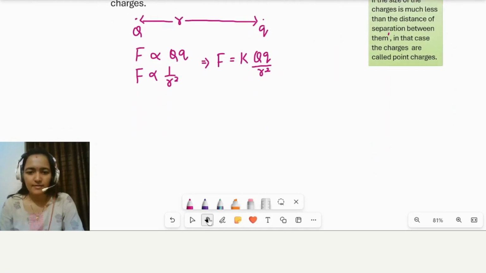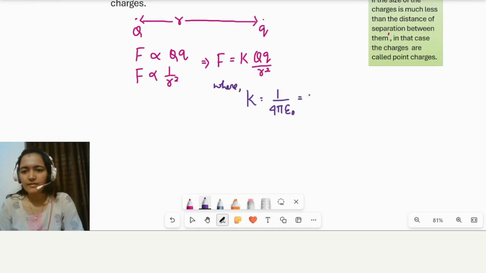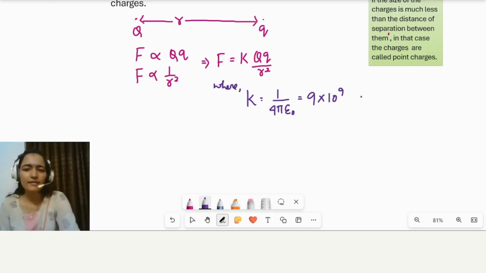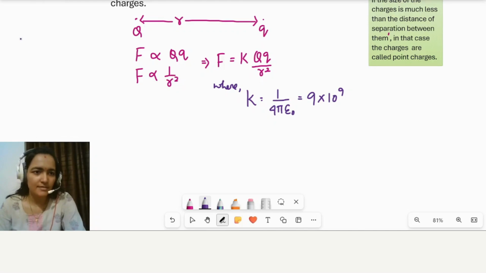K is equal to 1 by 4 pi epsilon naught, that is equal to 9 into 10 to the power 9. Can you tell me the unit for K? If you can't tell the unit, you cannot find the dimension also, isn't it? So the unit for it, I'm just writing it here.